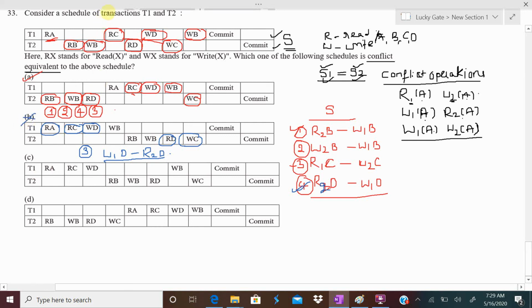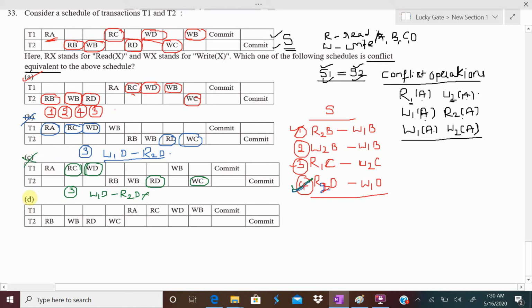Now coming to option C. In option C also you observe read 1C is conflicting with write 2C. That is conflict 3, present in option C. And write 1D is in conflict with read 2D. Here also write 1D conflicts with read 2D. But we have the fourth conflict read 2D write 1D. But here it is 1 to 2, and in the given schedule it is 2 to 1. This is not present, so option C is also incorrect.